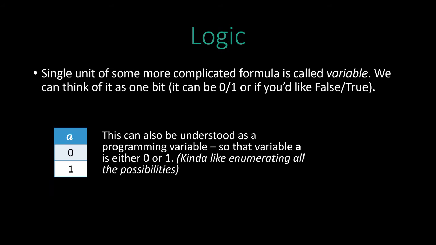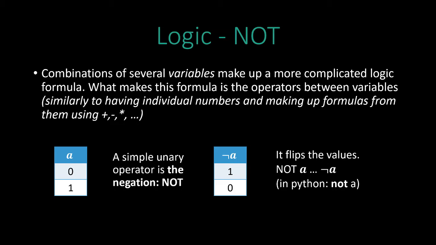All of these things. But there is a more theoretical way to think about it, and we will talk about this now. A single unit of a more complicated formula is called a variable. We can think of it as just one bit, so it's either 1 or 0, or true or false, if you prefer. To write it down, we draw a box which says, okay, this is A, and it can be either 0 or 1. Basically, we are enumerating all the possibilities. And like before, when we had operators such as plus, minus, multiply, which do something with the basic unit, we also have unary operators here, and that one is the not operator. If you have A as your input and you apply not, and this symbol means not, it will flip it from 0 to 1, and from 1 to 0. It's the same as in Python if you were doing this in programming.